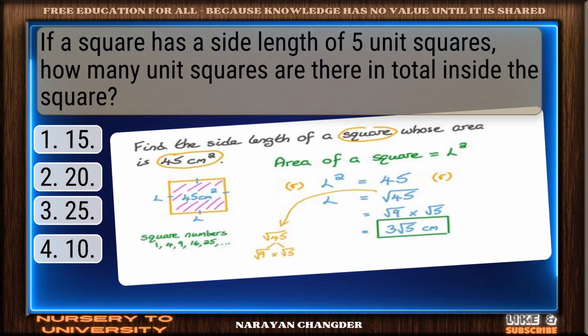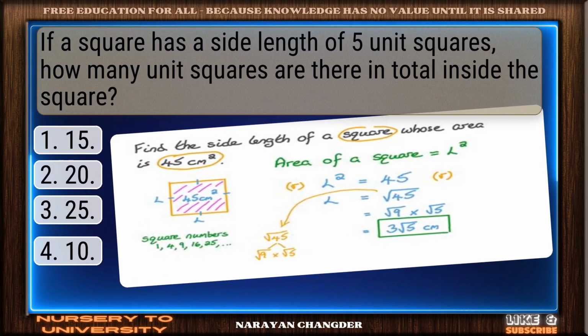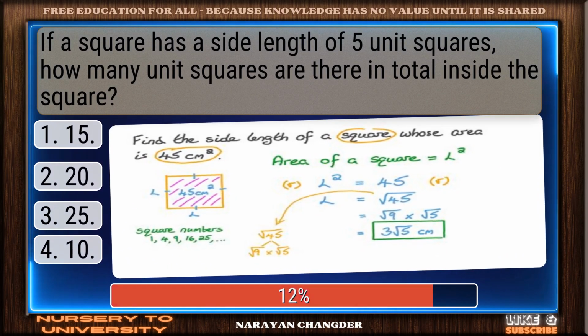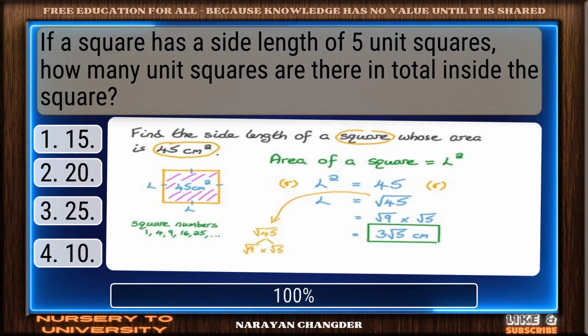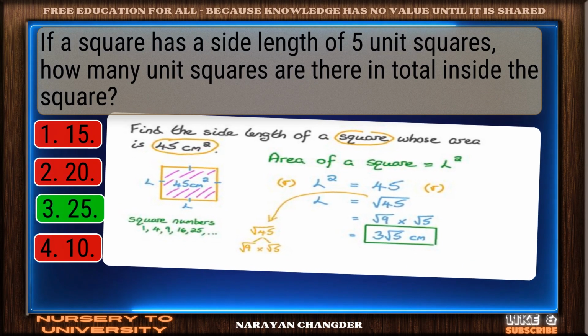If a square has a side length of 5 unit squares, how many unit squares are there in total inside the square? Excellent choice. 25 is the right answer.